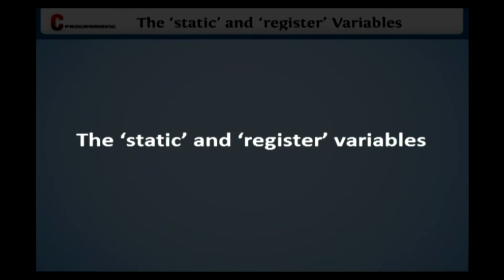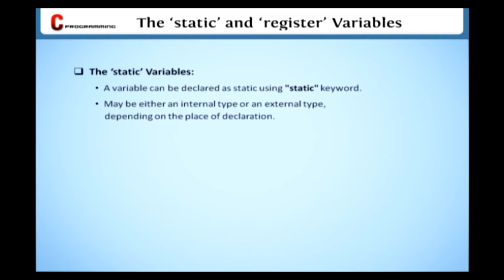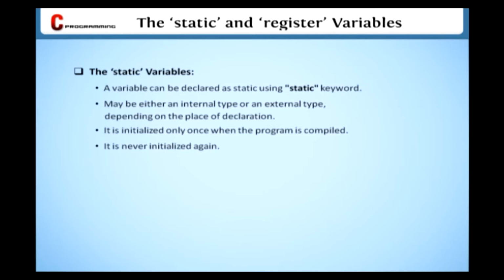The static and register variables. In this lesson, we are going to discuss static and register variables. First, we'll talk about static variables. A variable can be declared static using the static keyword. The static variables may be either an internal type or an external type, depending on the place of declaration. A static variable is initialized only once, when the program is compiled. It is never initialized again.